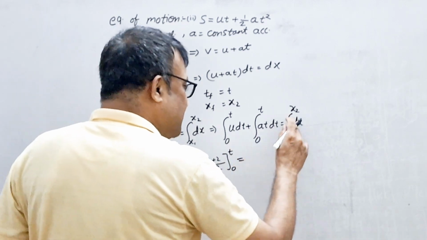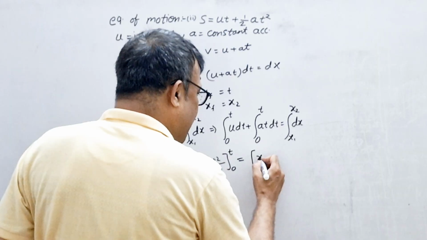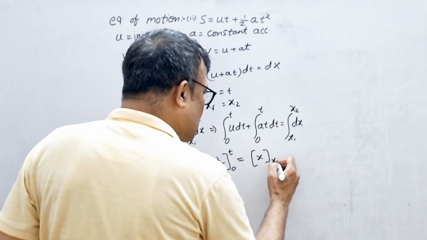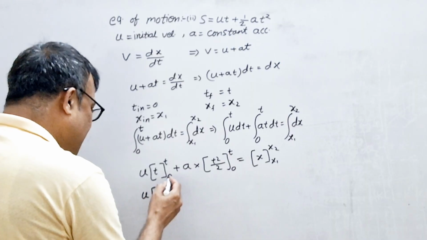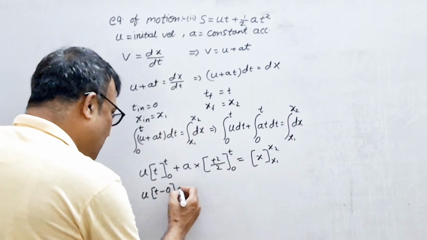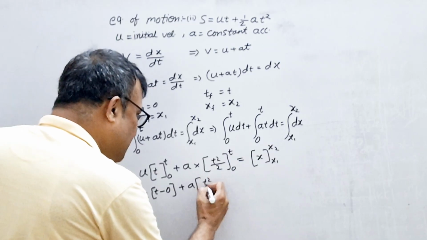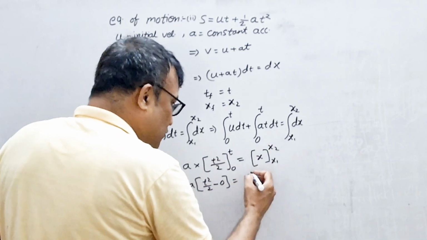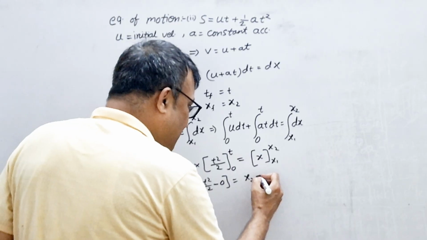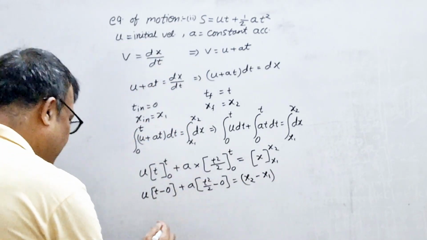Right hand side there is an integration of 1 with respect to x, so its integration will be x, and we put the limit here also. Now here we put upper limit first, it will be t, minus then lower limit, it will be 0, plus a. Here also we put first upper limit, it will be t square by 2, minus lower limit, it will be 0. Equal to, here also we put upper limit first, minus then lower limit, so it will be x2 minus x1. Now we solve it.